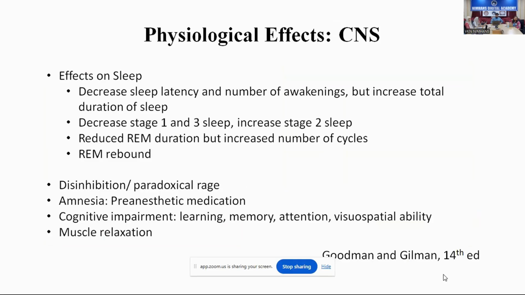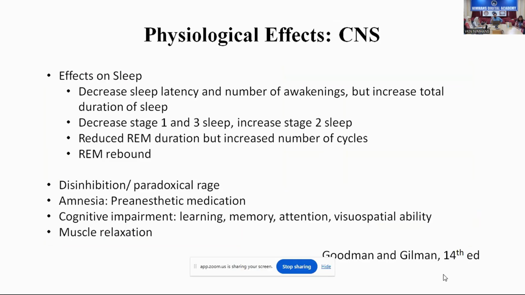Right. So what are some of the physiological effects? These are very common things. I am sure everyone knows about it, but still. It decreases sleep latency and number of awakenings, but it increases the total duration of sleep. That is one very common effect. In clinical practice, patients come next morning and say, I took my medication at 8 or 10 o'clock at night, and I still feel very drowsy towards 10:30 or 11 in the morning.